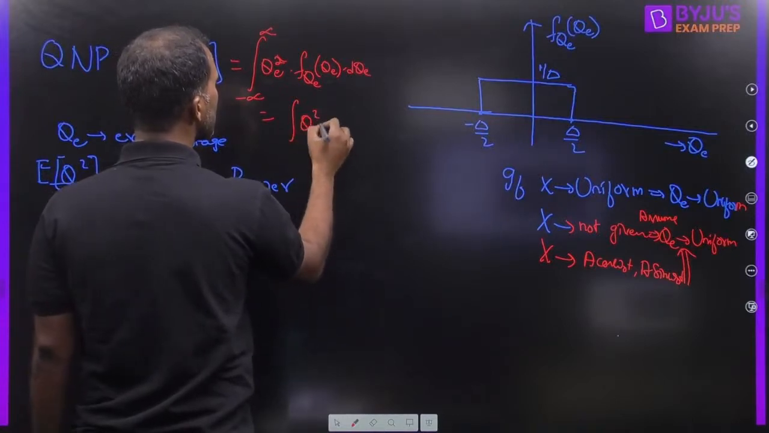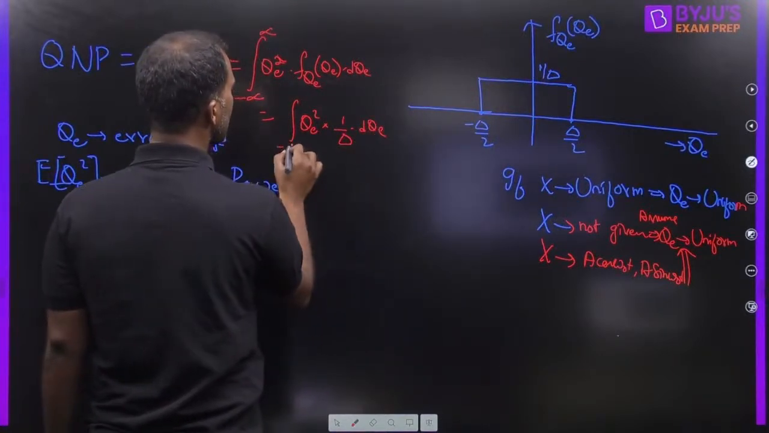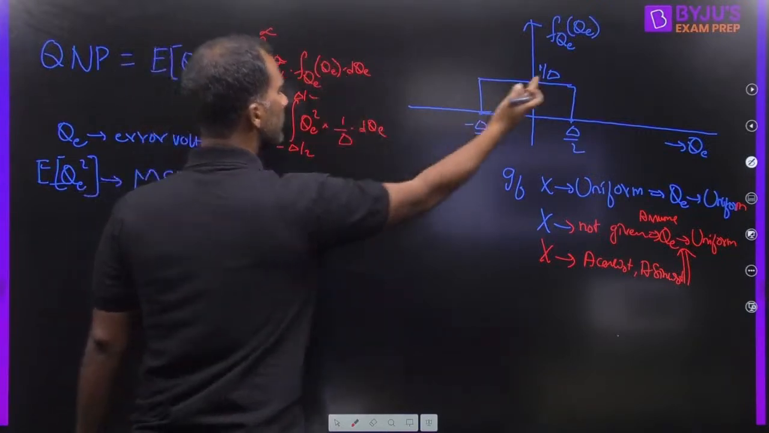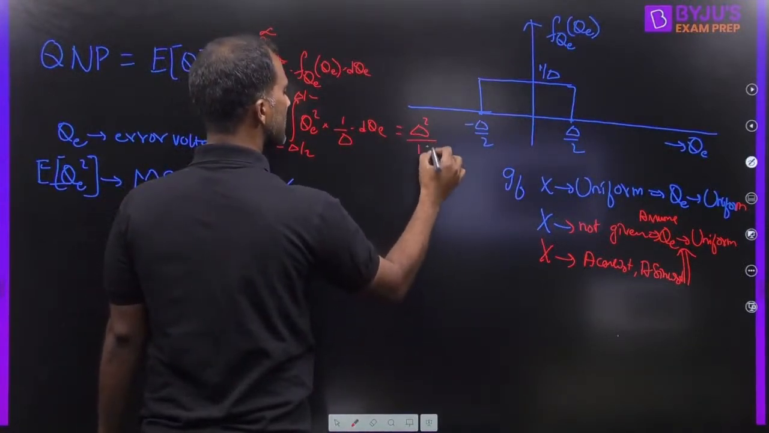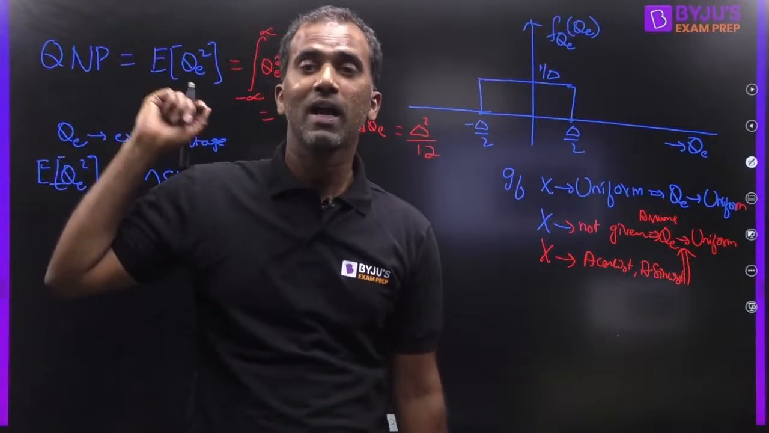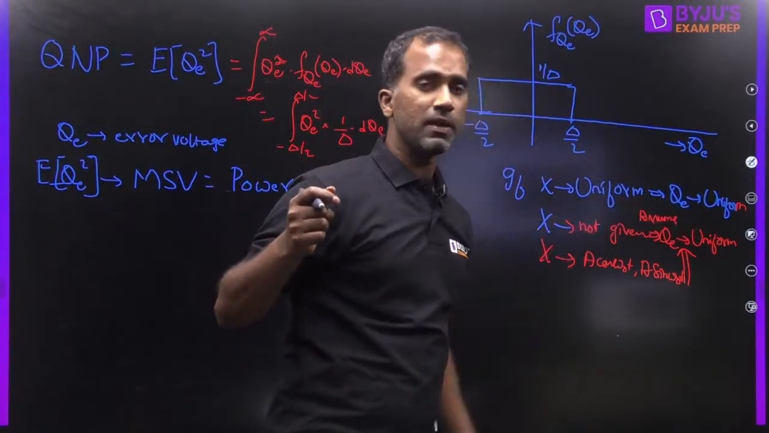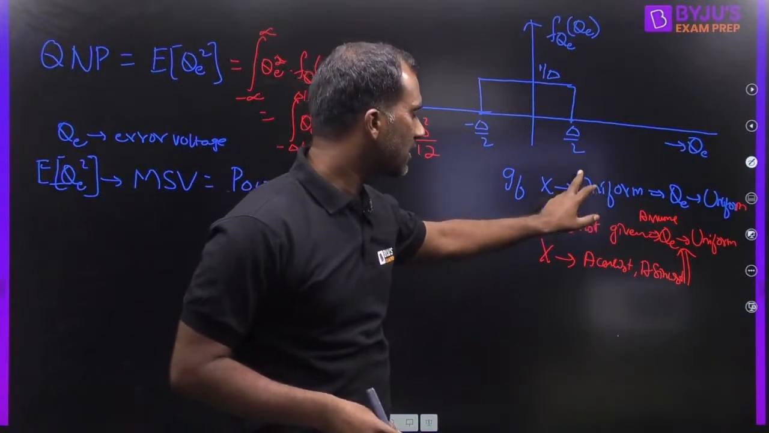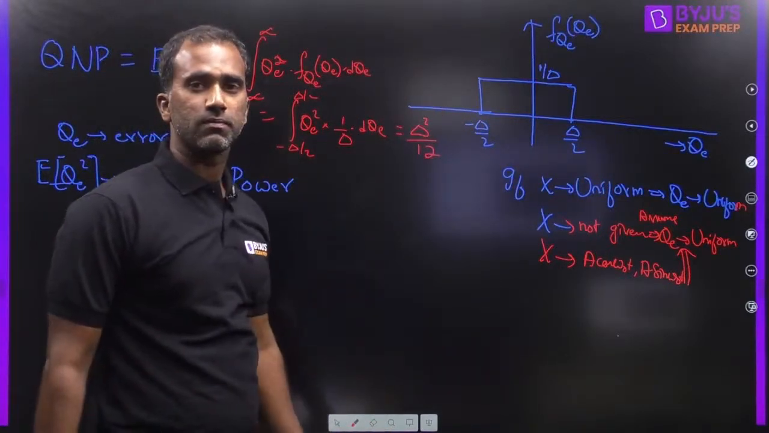QE square into f of QE is 1 by delta, into dQE, from minus delta by 2 to plus delta by 2. Only in the range from minus delta by 2 to plus delta by 2, the PDF has a value of 1 by delta. In the remaining region, it has a value of 0. So integrate this, you will be getting an answer of delta square by 12. Understood? Quantization noise power is delta square by 12. Under what condition? When quantization error is having uniform PDF. When does quantization error have uniform PDF? Under these conditions. So whenever the information given about X is like this, you can directly say that quantization noise power is delta square by 12.